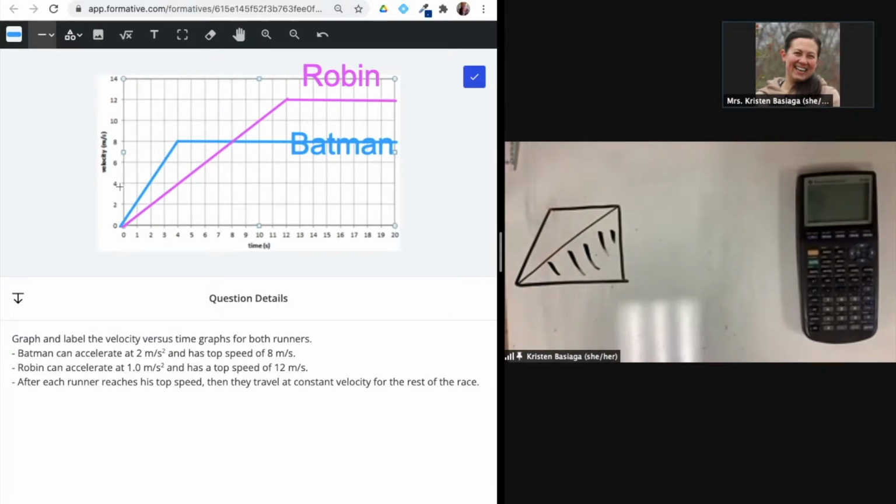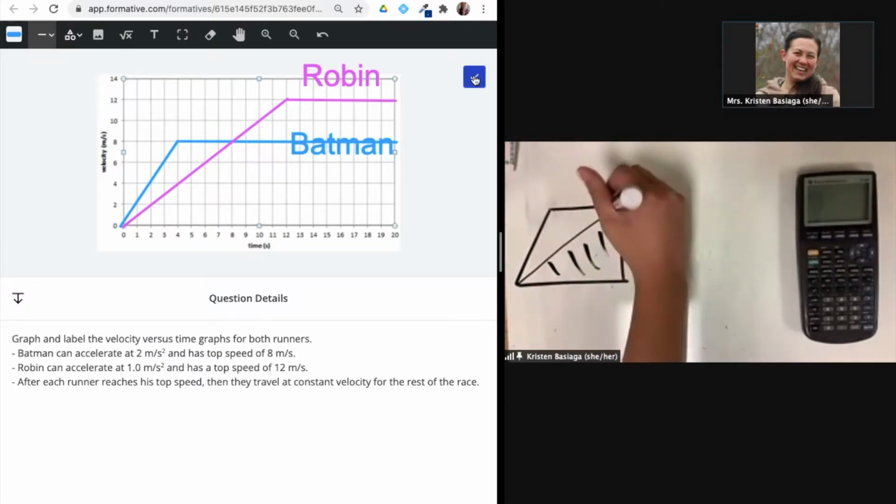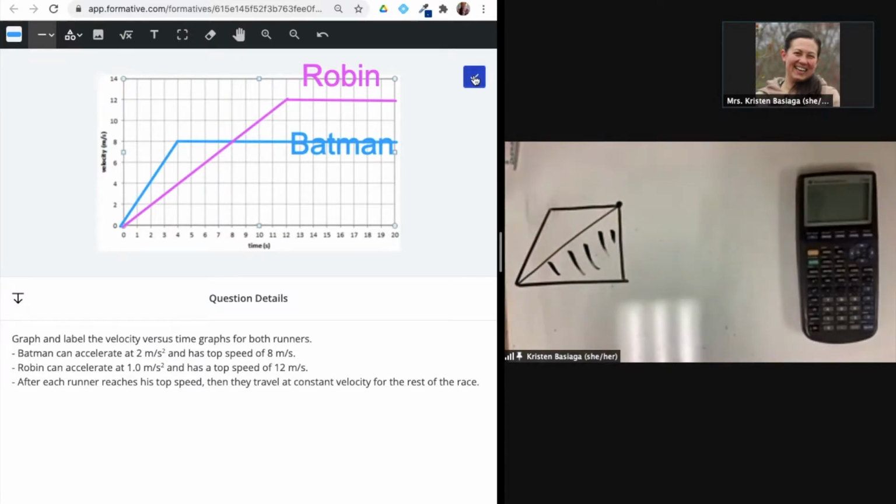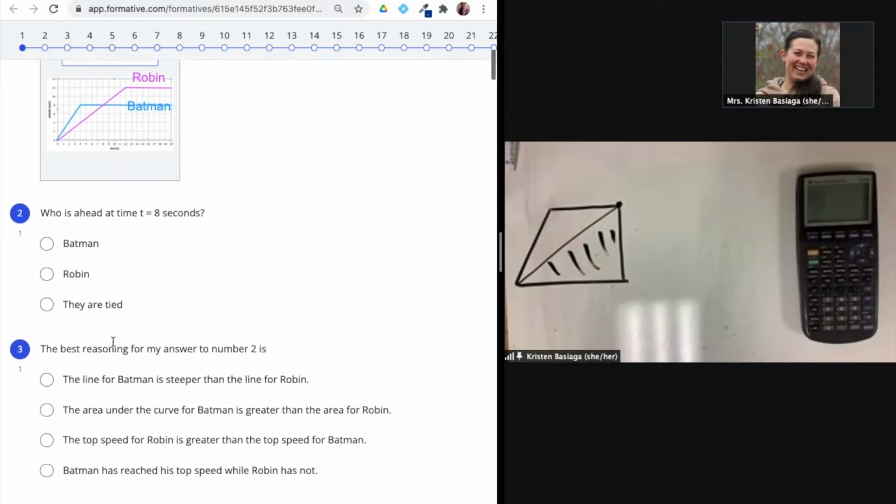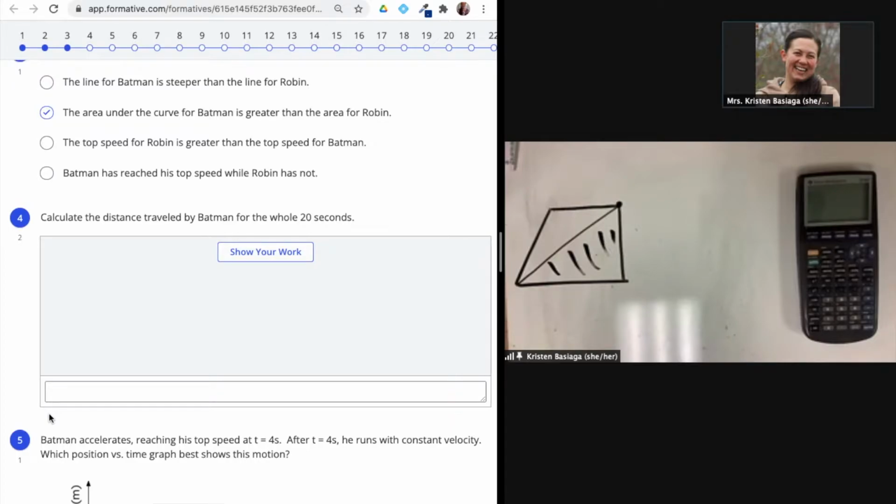So Batman traveled farther in the first 8 seconds, even though they're both traveling at constant velocity at time equals 8 seconds. So for number 2, Batman is ahead because Batman has a larger area under the curve, which represents distance, than Robin.